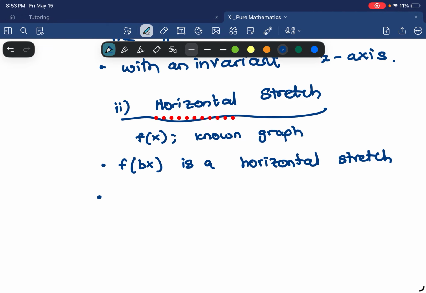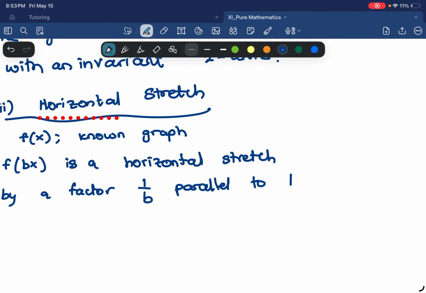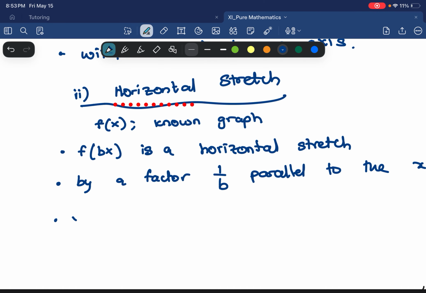Now instead of the factor being b, the factor is 1 over b. So by a factor 1 over b parallel to the x-axis. And your y-axis is invariant.